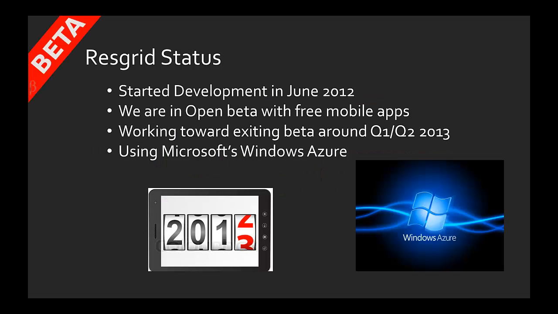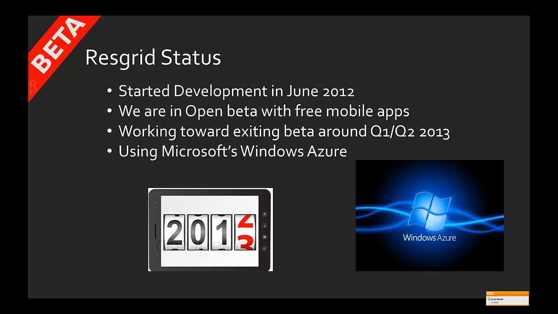So where are we now? We started development of Resgrid in June 2012. So it hasn't been a lot of time since we came up with the idea and then started developing it and got the mobile apps out there. It's very, very nascent. We are in open beta. Our first goal was get it out there, get the system stable, running, and get it in the hands of first responders. So it's out there. It's free right now. And we have free mobile apps. You can get in there and you can start using it to your heart's content.